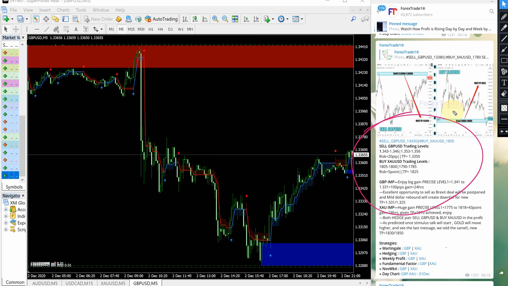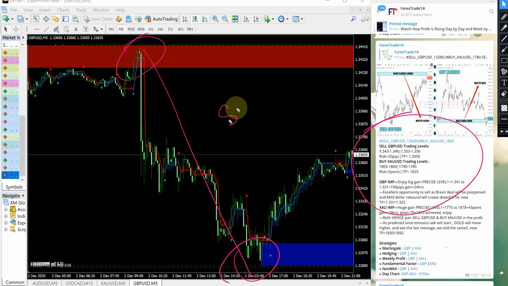First we will see how our GBP USD signal performed. Sell GBP USD, this is the entry range given, 1.343 to 1.346, and as you can see in the chart, it performed precisely from the near level from here all the way till here.